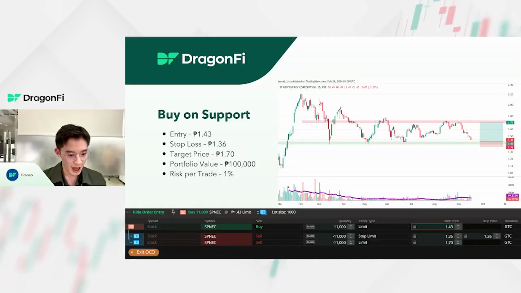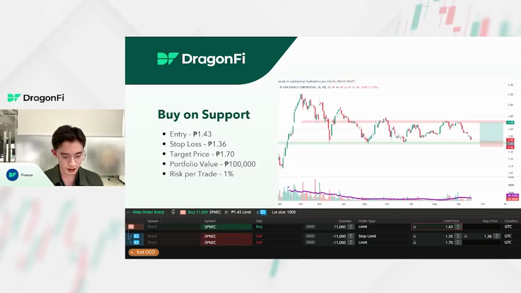Let's say you want to buy SPNEC at support, right? You would be able to set your entry price at 1.43 pesos per share, your stop loss at 1.36 pesos per share, your target price at 1.70 pesos per share, all in one trade. And you can set the duration to good till cancel, so you can simply move on to the next trade, right? Here, on a portfolio of 100,000, we are risking 1 peso or 1% of our entire portfolio, with a risk reward ratio of more than 1:2.